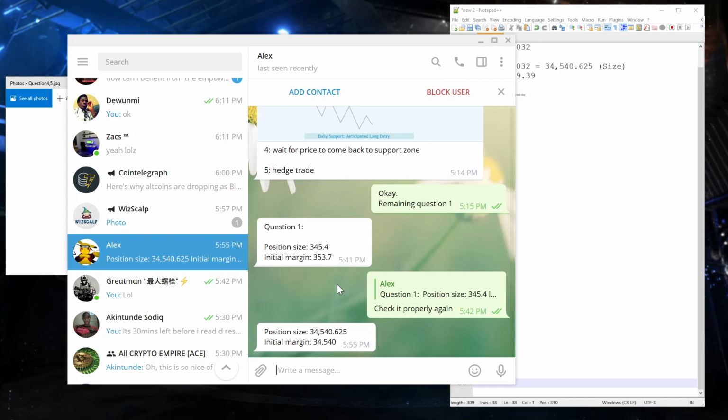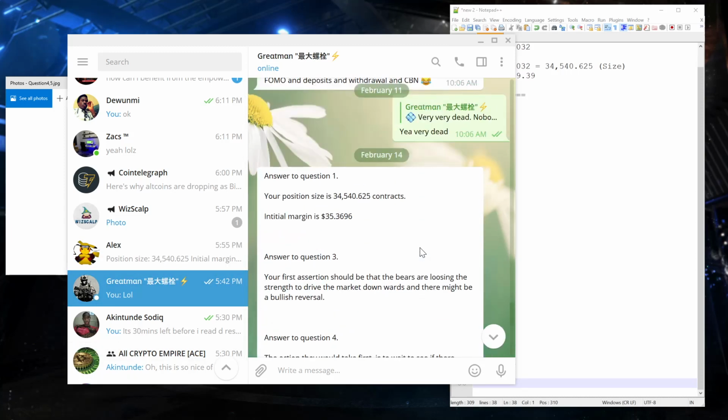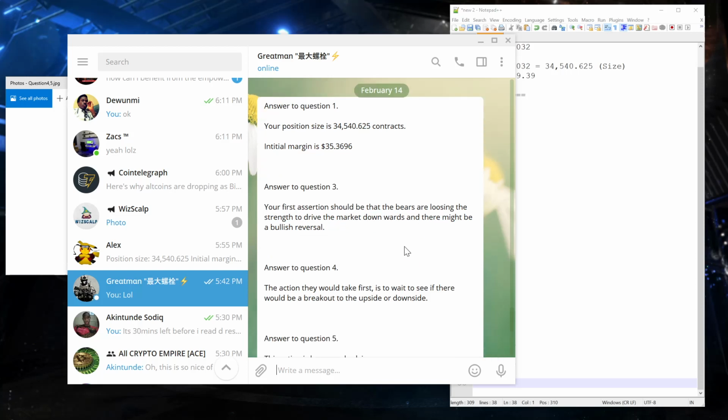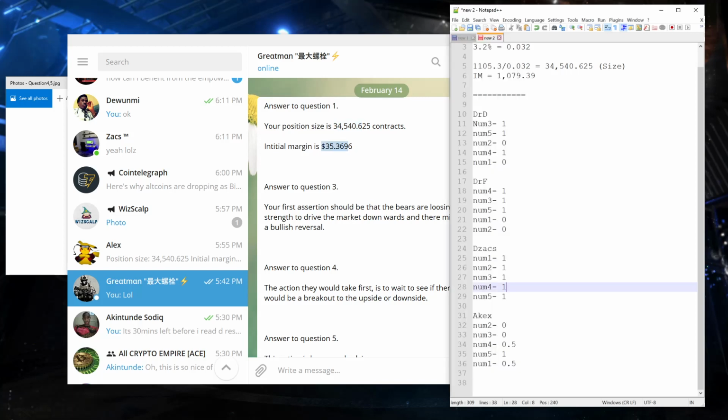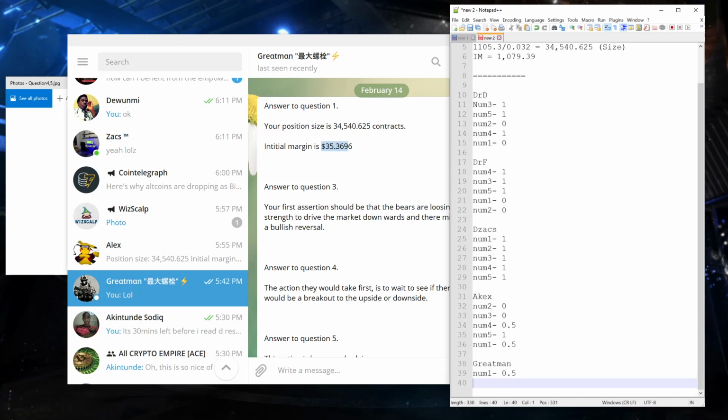Then who is the next person? Great man. Okay. Answer to question 1. Okay, that is correct. This is wrong. Why are people getting this wrong? These things are very simple. This is so great man. You have half mark on that question 1. You got the position size correct, but then you missed the margin. The margin is not correct.